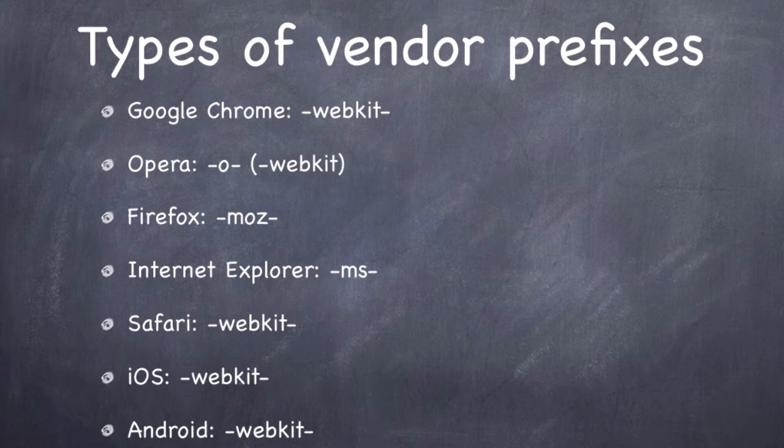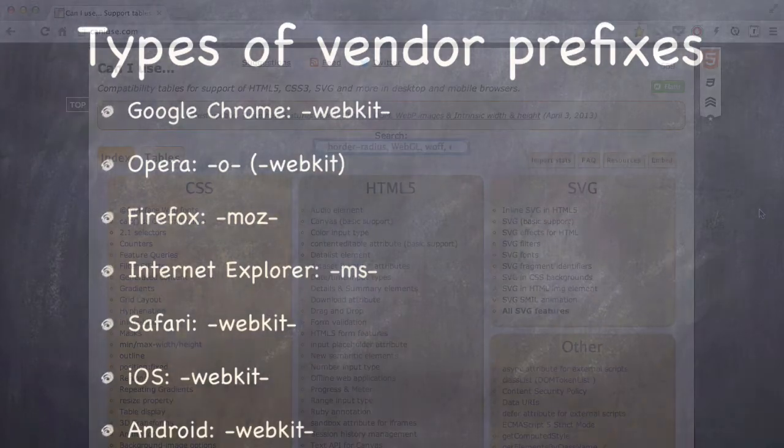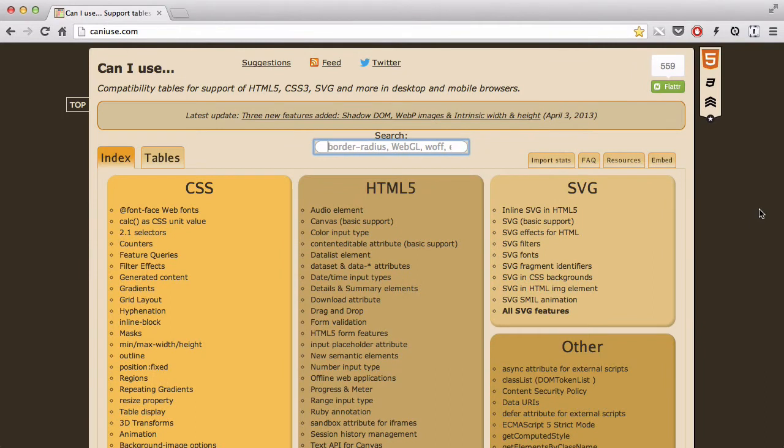So how are you going to know which one supports, which one doesn't, which one needs vendor prefixes and so on? There's a really cool website for that. If you go to caniuse.com, it's just over here. If you don't want to type in the URL directly, just Google caniuse, spaces, no spaces, it doesn't really matter. It's still going to give you this website as a top search result. What this page is basically, it says compatibility tables for support of HTML5, CSS3, SVG, you don't need to worry about that, and more in desktop and mobile browsers.